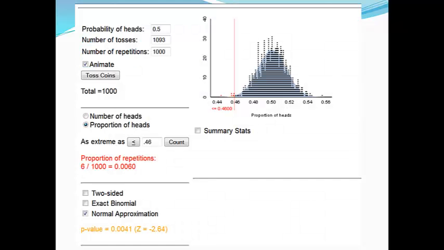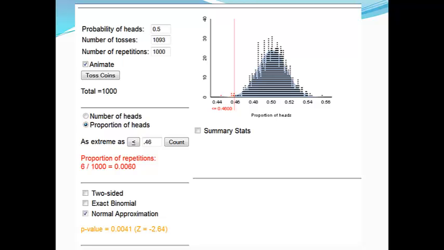Let's take a look now at the one proportion inference applet. You can see here that the way we conduct this simulation and the way we get a theory-based p-value is exactly the same as we would have done earlier in the course. Specifically, the probability of heads is the null hypothesis proportion, in this case 50%. The number of tosses is equal to the sample size, 1093.